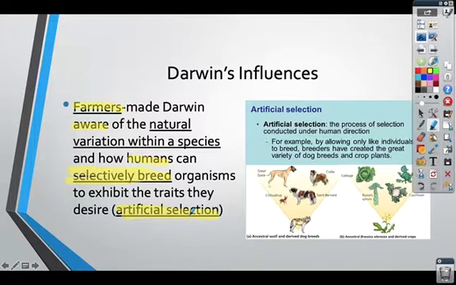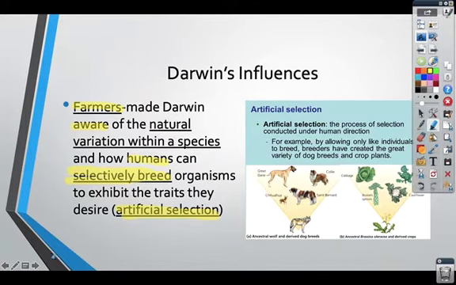So Darwin just makes the connection. Well, if people can pick out traits that they want organisms to have, why can't the environment pick out traits that are better suited for survival? So that's where the farmers come into Darwin's thinking.